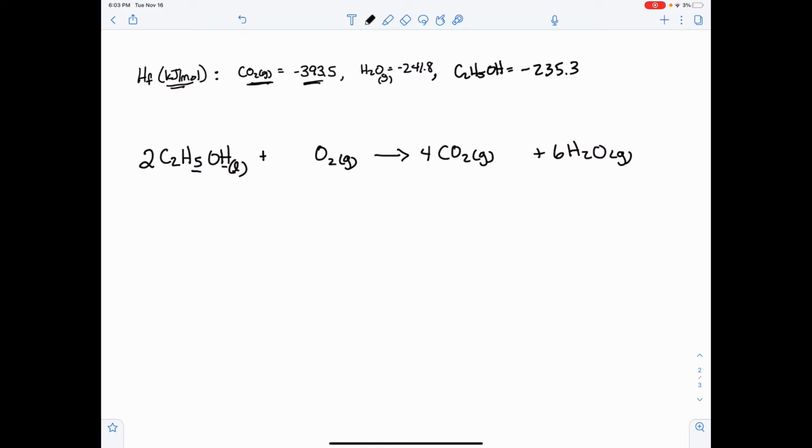So now I'm going to do the thing where I put down, oops, wait, I didn't balance my oxygen. So there are 6 oxygen plus 8 oxygen, so there's 14 on the right, so I need 7. Okay, so 7 times, 4 times, and 6 times. Now I'm going to put my numbers in. So 2 times negative 235.3. 7 times 0, 4 times negative 393.5, 6 times negative 241.8.